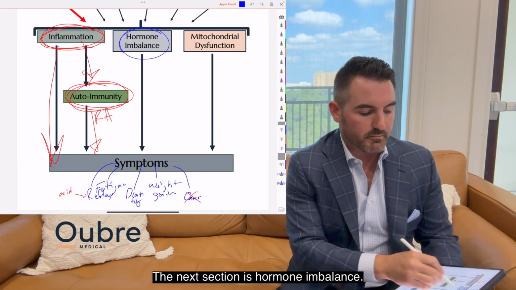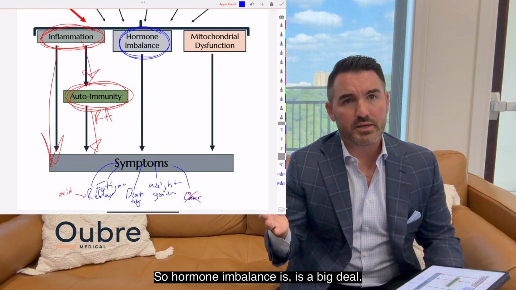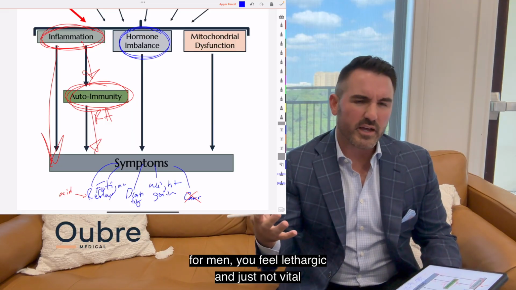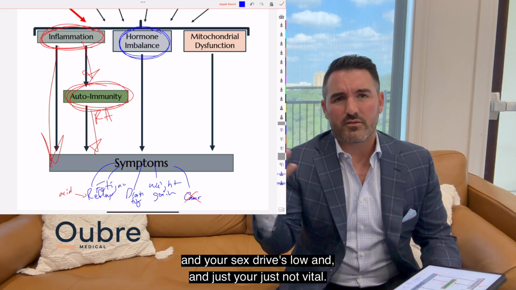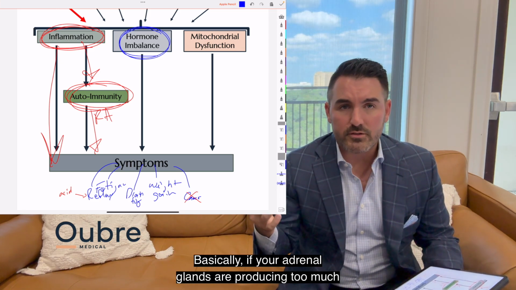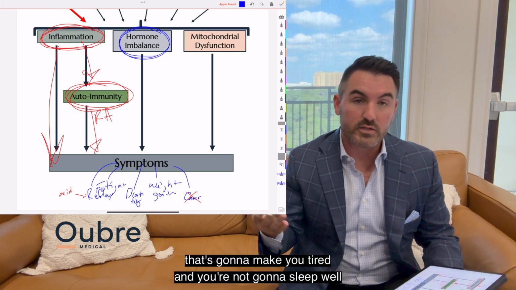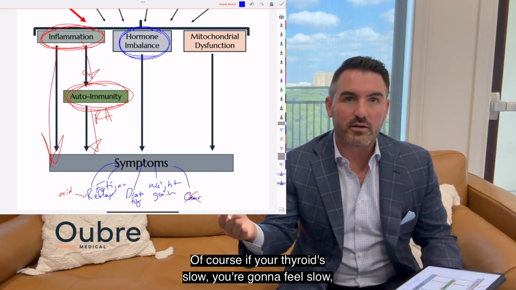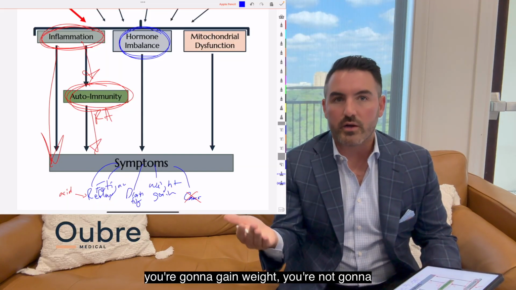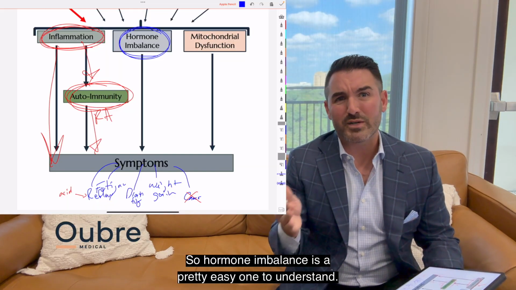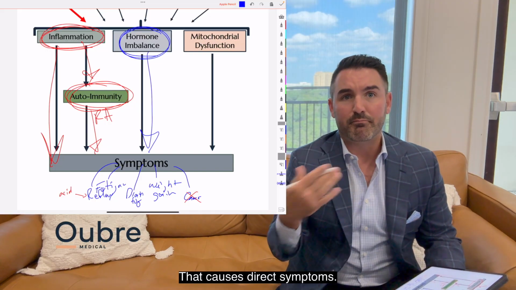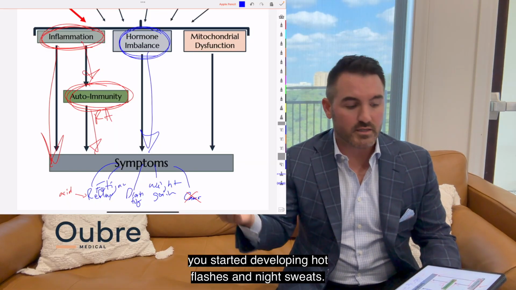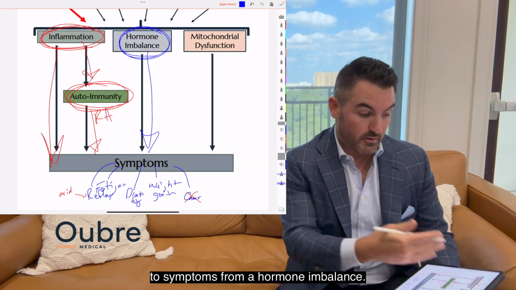The next section is hormone imbalance. Hormone imbalance is a big deal. Of course, everyone knows it. When your testosterone's low for men, you feel lethargic and not vital, and your sex drive's low. If your adrenal glands are producing too much cortisol, your stress hormone, well, that's going to make you tired, and you're not going to sleep well, and you're going to have brain fog. Thyroid dysfunction, of course: if your thyroid's slow, you're going to feel slow, you're going to gain weight, you're not going to grow hair, all of those things. So hormone imbalance is a pretty easy one to understand. That causes direct symptoms. Menopause, for example: you might have been fine in your fertile years, but when you went through menopause, you started developing hot flashes and night sweats. That's directly related to symptoms from a hormone imbalance.